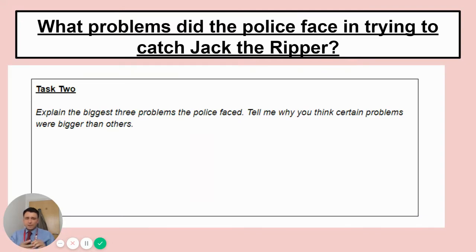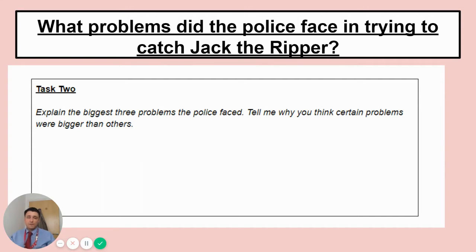Okay, so now you've completed your grid. Now you've given each problem faced a ranking out of 10. I'd like you to explain the biggest 3 problems you think the police faced in catching Jack the Ripper. Can you try and be nice and clear in your answers? Don't just bullet point me down 3 things. Try to explain why certain problems were bigger than others.